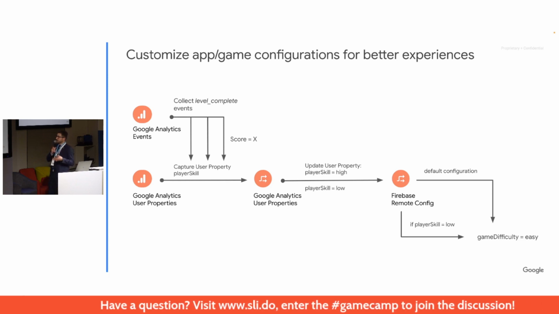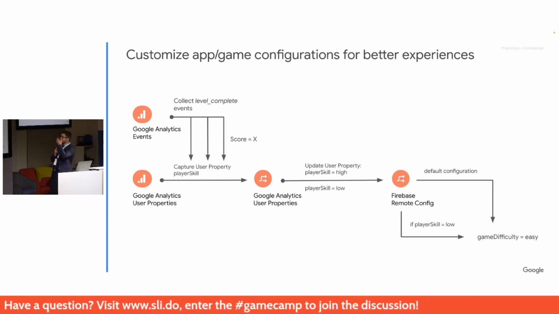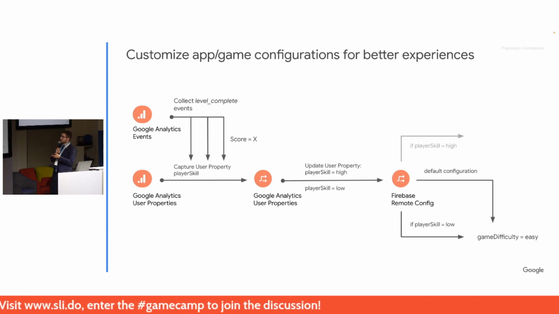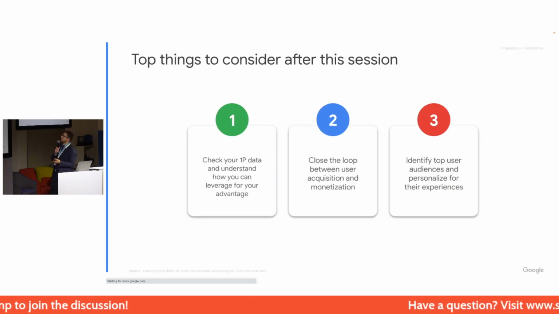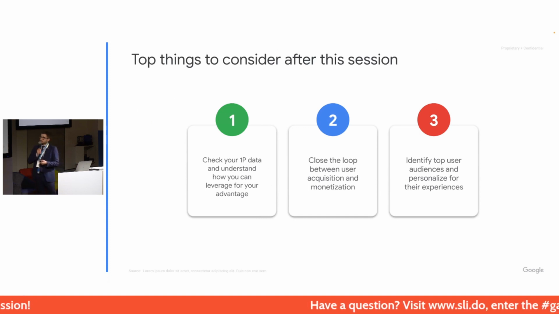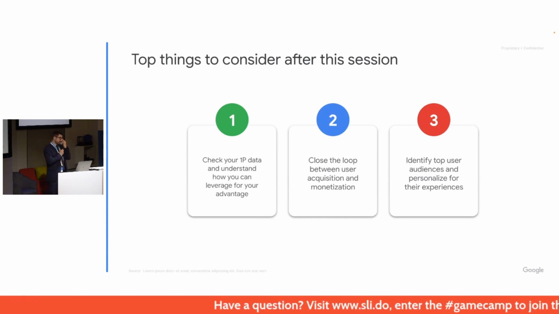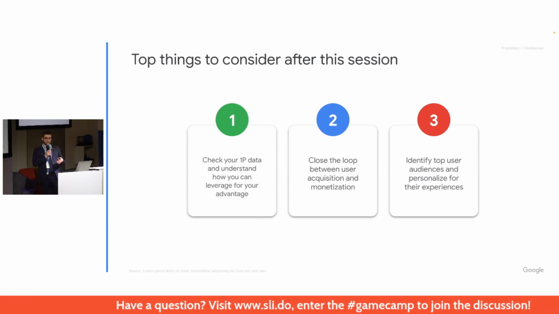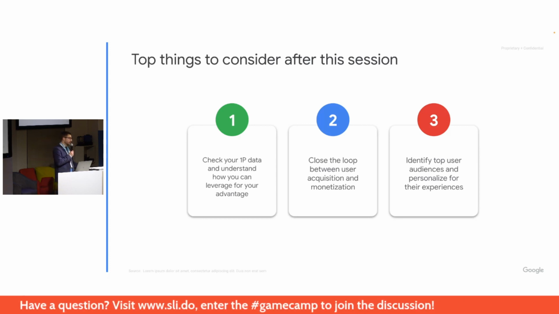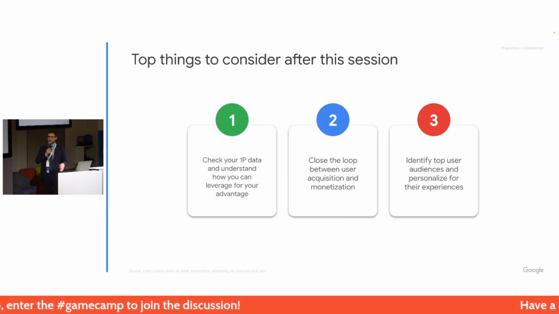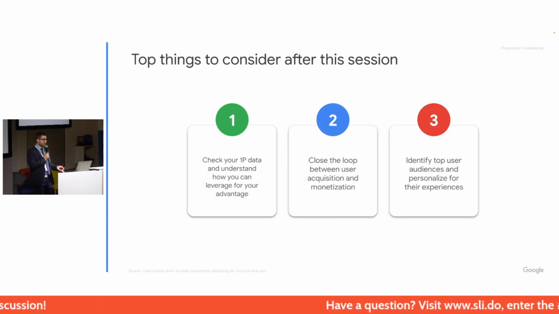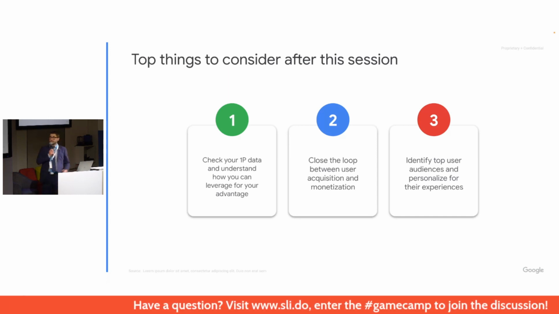Yeah, as I mentioned, you can do that in the Firebase remote config. You have a default configuration, but if the player skill is low, you change the configuration. So this was the last concept, which probably some of the comprehensive studios take into account and do in a custom mode, but everyone can do that with a pretty straightforward approach and the help of Firebase remote config and A/B tests.